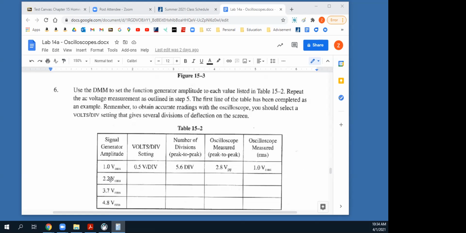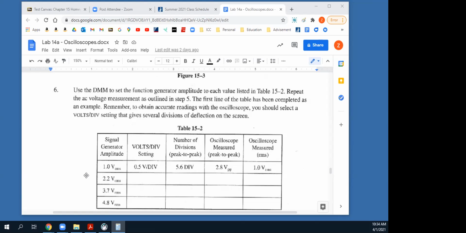We're not using the DC power supply, so I'm going to turn that off. I'm going to hook my meter, which is this guy, up to the connections that I already have. So here's my negative, my positive. There's my 1 volt RMS. Now the next line tells me, well, let's set it to 2.2 volts RMS.